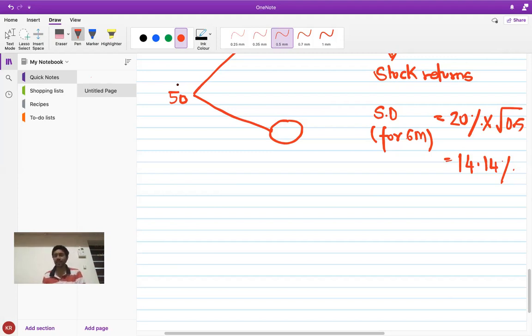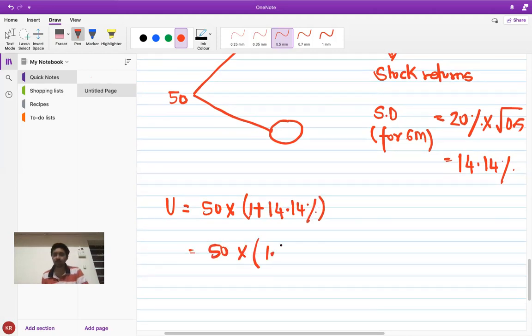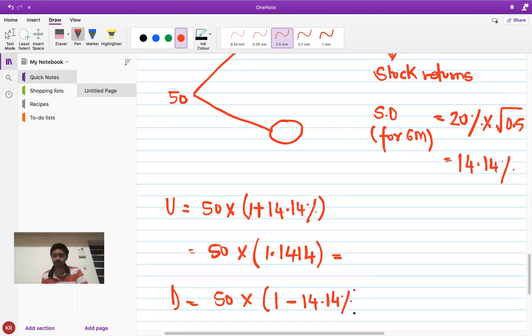The share price at the upper node will be 50 into 1 plus 14.14 percentage, which is 50 into 1.1414, equal to some number. On the downside, the share price will be 50 into 1 minus 14.14 percentage, which is 50 into 0.8586.